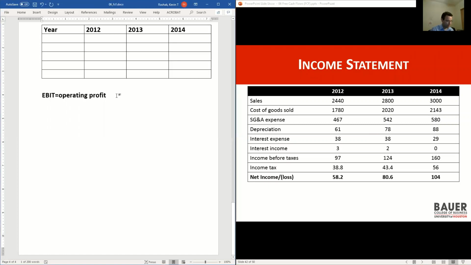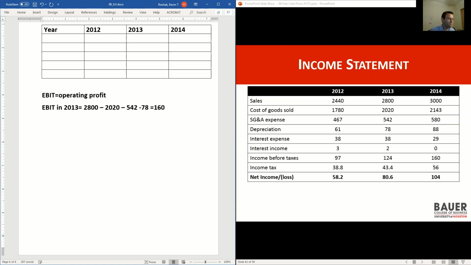Okay, so in 2013, we have the $2,800 in revenue minus the $220 in cost of goods sold, minus the $542 in SG&A, and then minus the $78 in depreciation. That gives us $160.